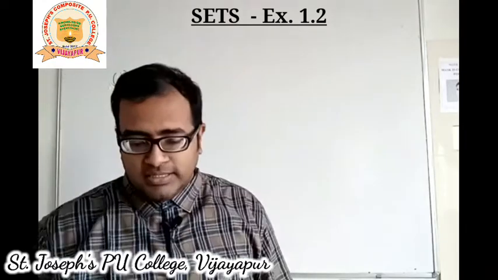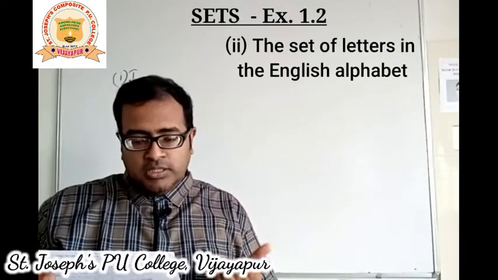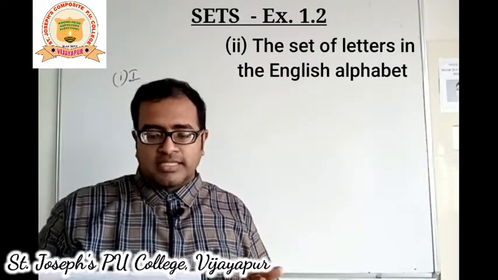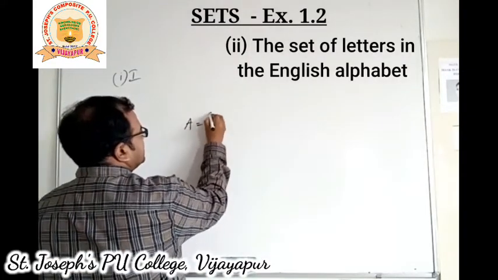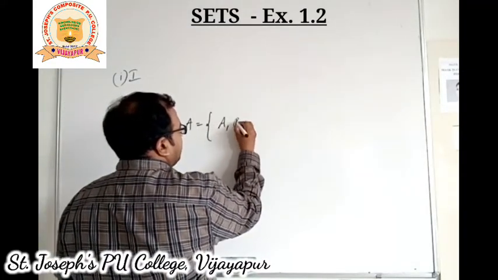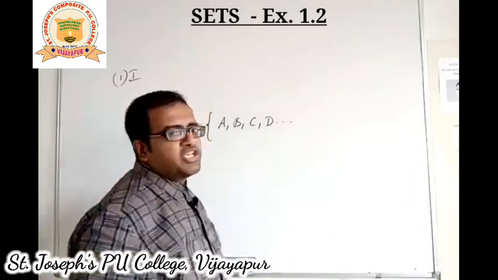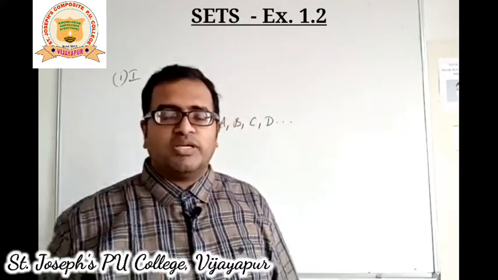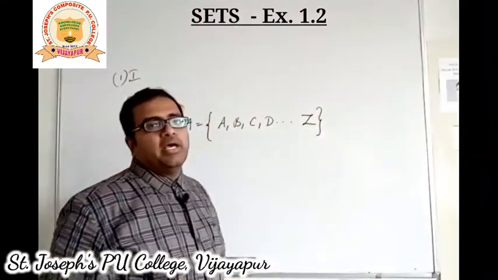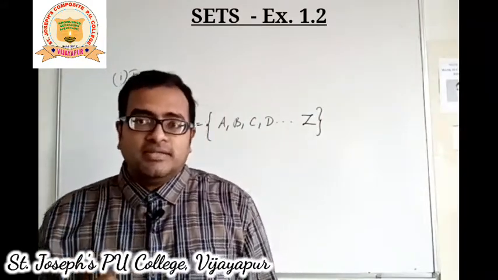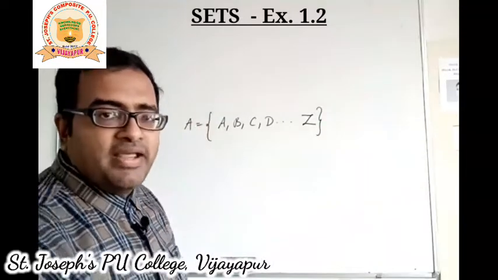Let us look at the second sub question. The second sub question, the set of letters in the English alphabet. You know the English alphabet. Let me call it set A itself. A, B, C, D, E, F, G, H, I, J, K, L, M, N, O, P, Q, R, S, T, U, V, W, X, Y, Z. We know that there are 26 letters in the alphabet, which is a finite number. So this is a finite set.